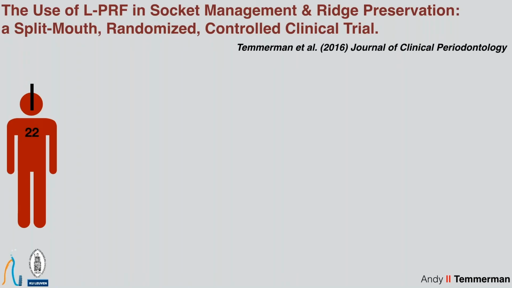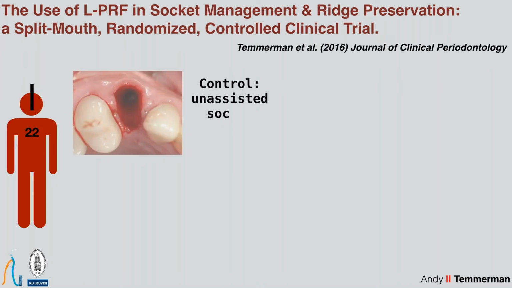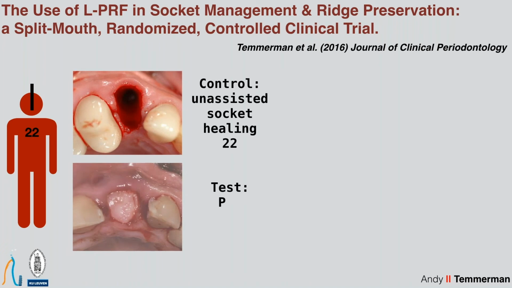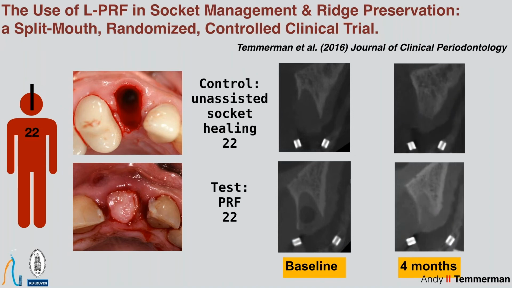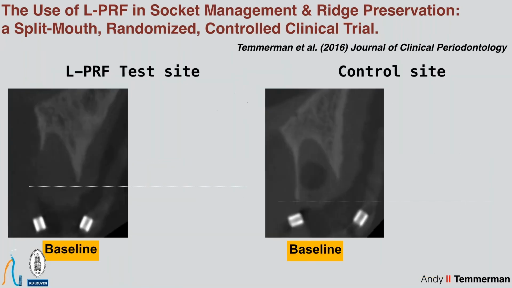Now, this is the study we performed at the department in Leuven. So we included 22 patients in a split mouth design. They were scheduled for bilateral extraction of similar teeth, and one side was left for spontaneous unassisted healing, and the contralateral test site was filled with L-PRF according to the technique I just described. Cone beam CTs were taken immediately after extraction and after 4 months of healing to perform some radiological measurements, and we also performed some clinical measurements.